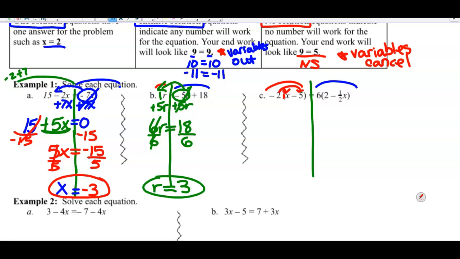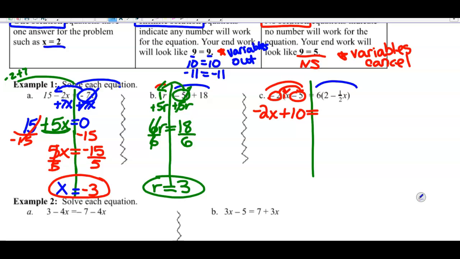So this is 2, that's a negative 2, I'm sorry. Negative 2 times 1, which gives me a negative 2x. And then a negative 2 times a negative 5. That would get me a positive 10. Be very careful with your calculators. And then that's going to equal, and then I'm going to do my blue side.